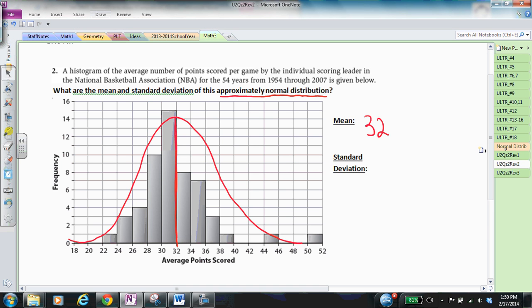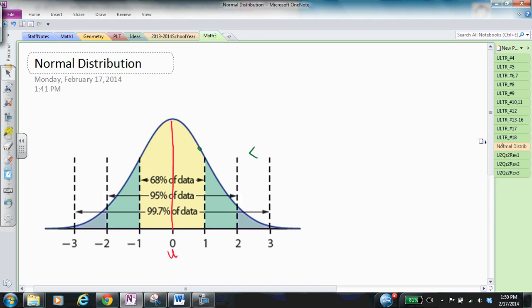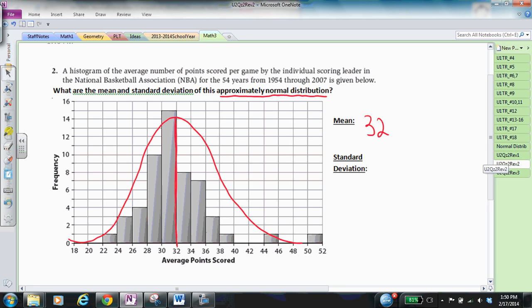I want to partition this graph so that it looks like this yellow section here. So I need to find that partition, those two lines that are going to cut out the middle 68%. So if I approximate, that looks like it's going to be right here and right here. That looks to me like the middle 68% of the data. That's just my best approximation.